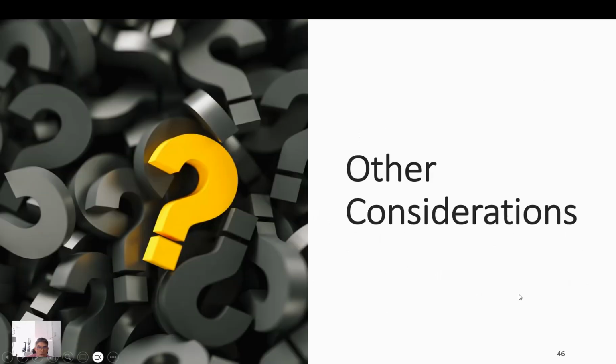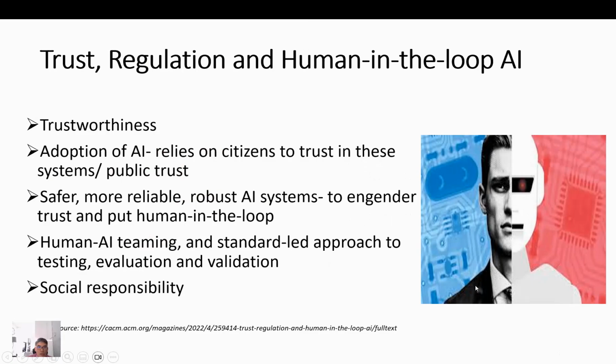But there's also other considerations that we must bear in mind, the trust regulations and human-in-the-loop AI. Because how we trust the AI, okay, the adoption of AI is whether the citizen trusts these systems. So there's a public trust, and we need to make sure that it's safe, more reliable. So we must put human in the loop. Okay, without human in the loop, there's no trust. And there's also social responsibility of all the programmers to make sure that the AI is safe and is robust, and people are able to use it and they will feel safe.